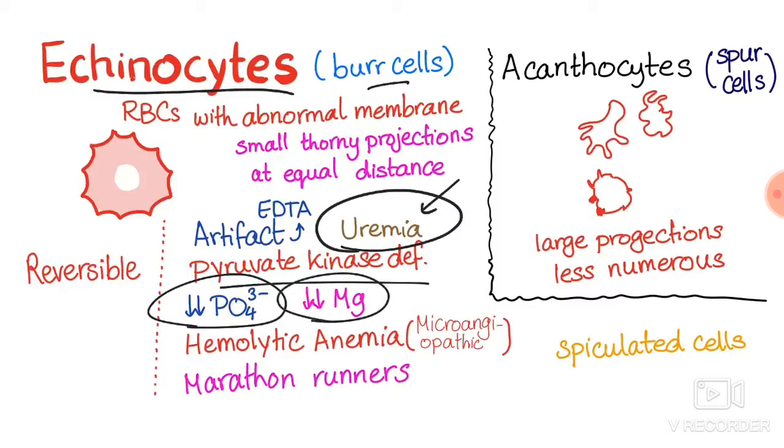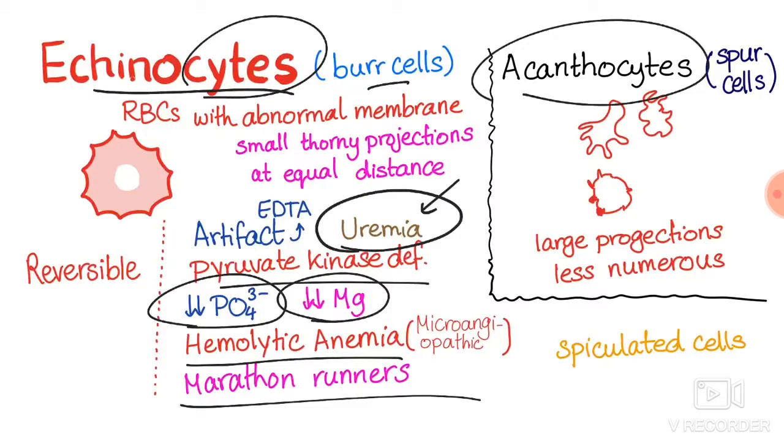Hypophosphatemia, hypomagnesemia, hemolytic anemia, and marathon runners. They run for a long distance, they can get echinocytes in their blood at the end of the race. Echinocytes and acanthocytes together are called spiculated cells. Please don't forget, uremia, renal failure, has echinocytes in the blood.